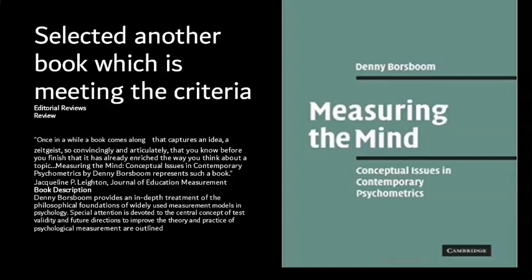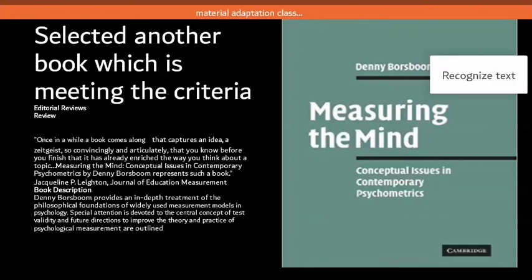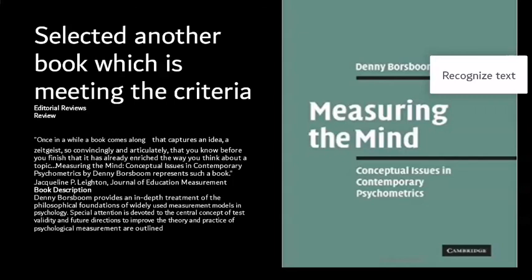Why? Because this book was serving my objectives and goals best. Measuring the Mind by Denny Borsboom was the name of the writer, and Borsboom wrote the Measuring the Mind book on the basis of conceptual issues and ideas and psychological measurements. So it was serving the purpose very well, and I looked at different editorial reviews as well and the book description. So this is the way you could do pre-use evaluation: before taking any material into your classroom, you evaluate it, and then you pick the material.